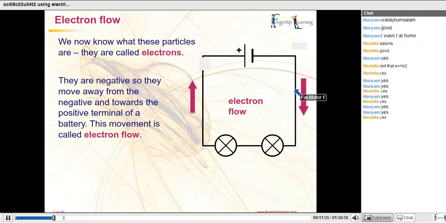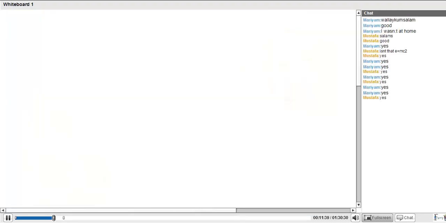Okay. So in a private message, can you all tell me the difference between a conventional flow and an electron flow?